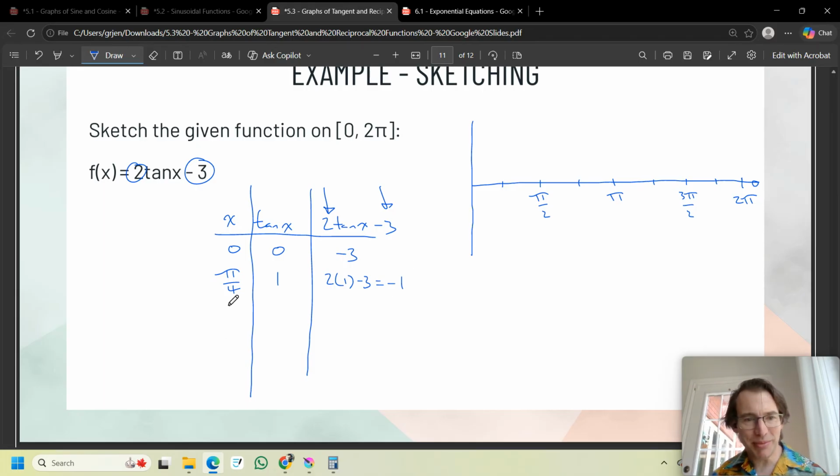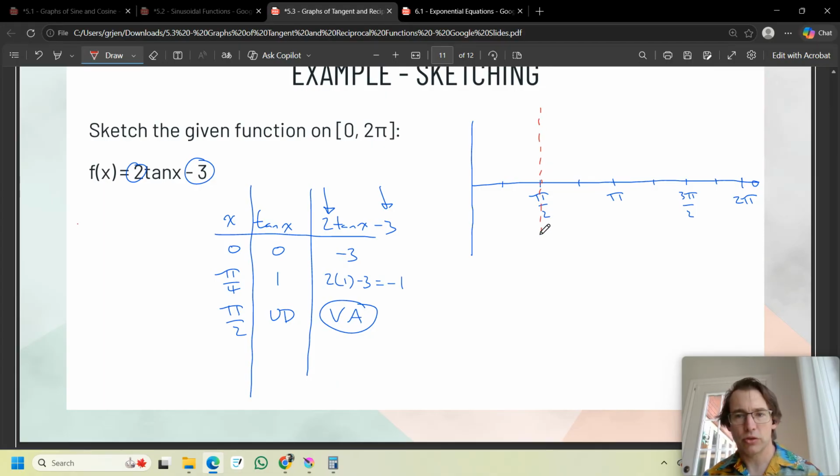And then at pi by 2, tan x is undefined, so we have a vertical asymptote. Just so excited to show this vertical asymptote. And then I also have another one over here. So I'm just going to show my asymptotes to my viewers.